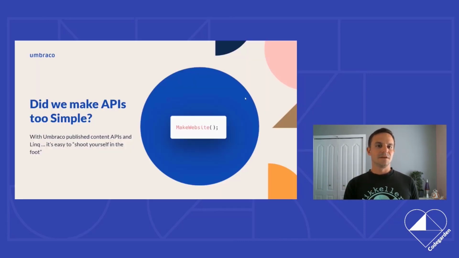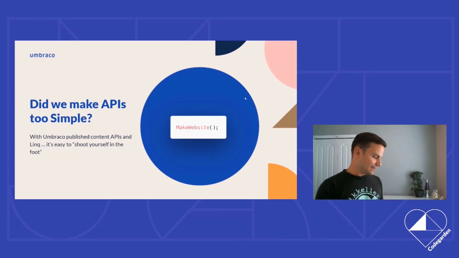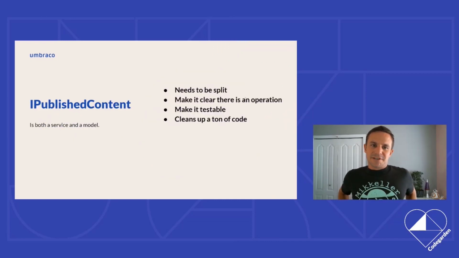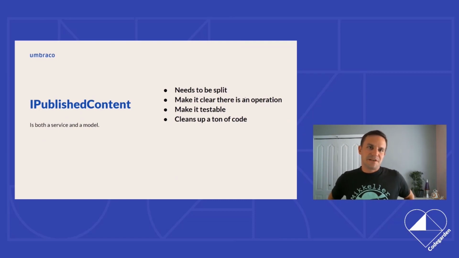So talking about those APIs there, there's been a lot of talk throughout the years with Umbraco APIs, especially with V8 and V7, is did we make them a little too simple? Because with the Umbraco published content APIs and LINQ, it's a little too easy to shoot yourself in the foot. So IPublishedContent is both a service and a model. This is just based on legacy, and it's something that we need to deal with.